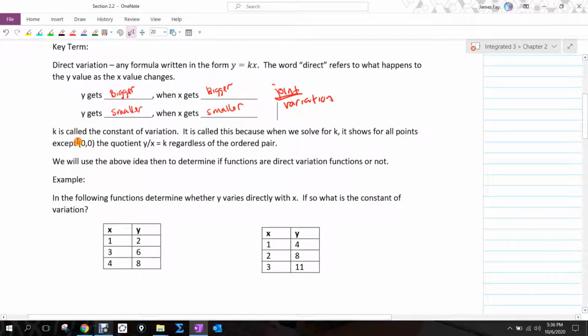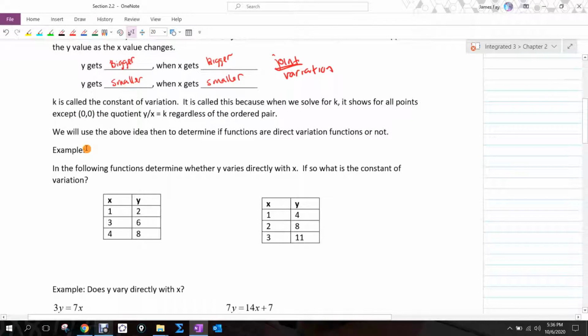So we'll use the idea above to determine if functions are direct variation functions or not. For the following functions, determine whether y varies directly with x, and if so, what is the constant of variation? So that's the structure here. Can we determine that whenever I take a y value and divide it by its x, I get the same k value back?